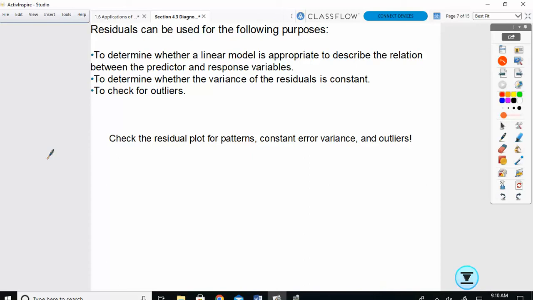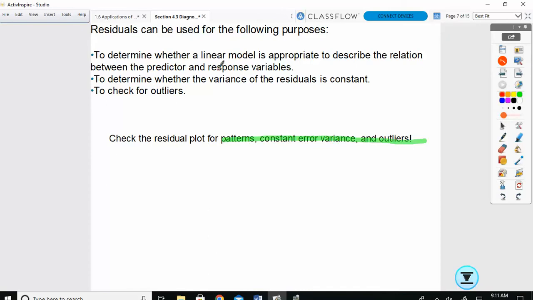So what we're actually going to do is graph the residuals. We are not going to do it by hand. It would be very time consuming. You'd have to find a residual for every single data point and then graph it. Our calculator can do that for us very quickly. And then we're going to check for these things. Okay, so when it comes time for the test on this, I might show you a residual plot and ask you, does it violate any of the conditions? And what we have to look for is patterns, constant error variance, and outliers. We don't want any of those things, and I will show you what all of those things mean as we go through.